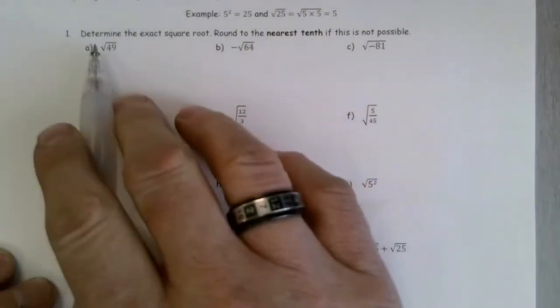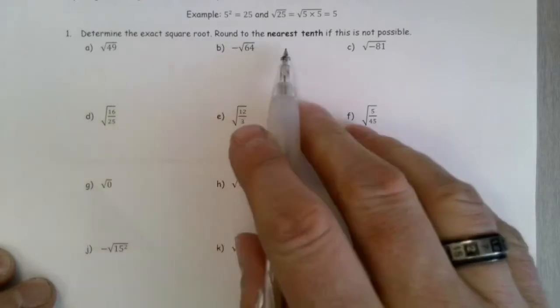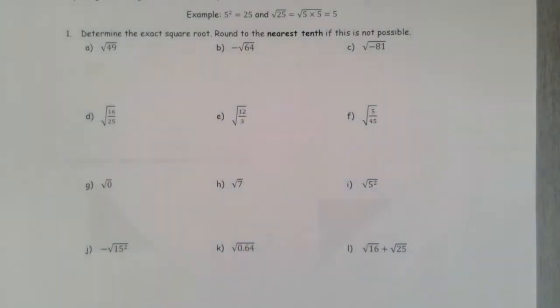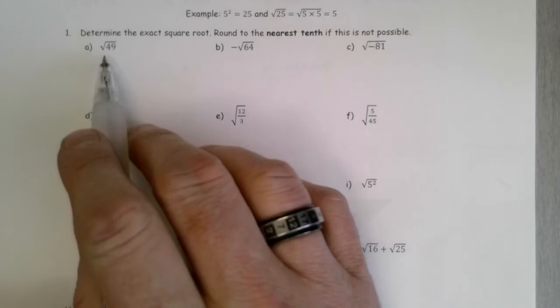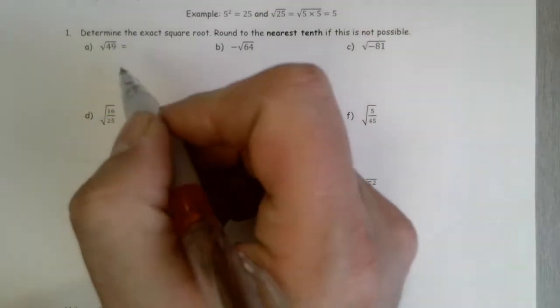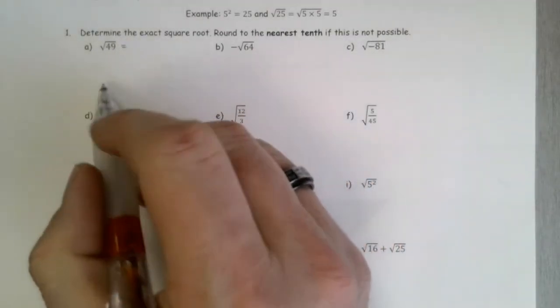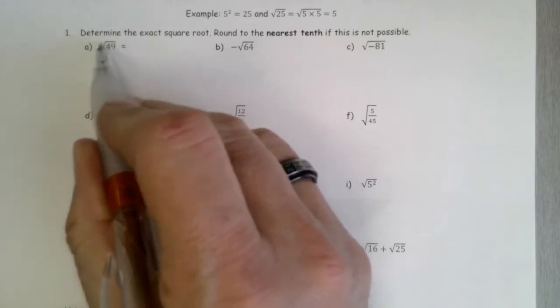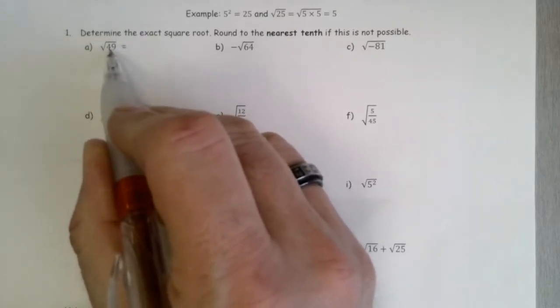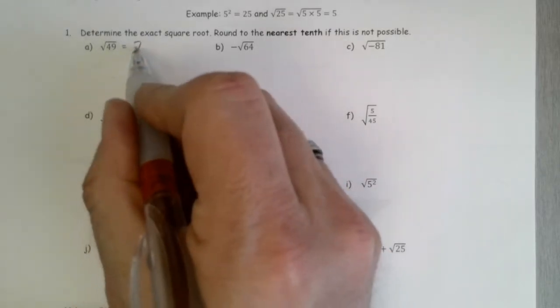Now for this question, we're just going to determine the exact square root, or we're going to round to the nearest tenth if that's not possible. So we're going to try to do it without the calculator, but if we get stuck, we'll pull out the calculator here. So here, the square root of 49, well, I know that 49 is 7 times 7. Remember, this is basically saying if 49 is the area of a square, what would the side length be? And the answer here would be 7.